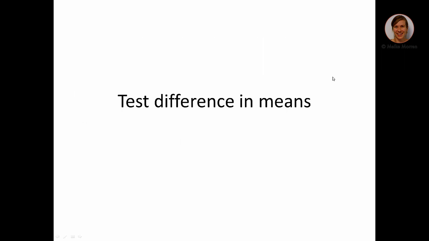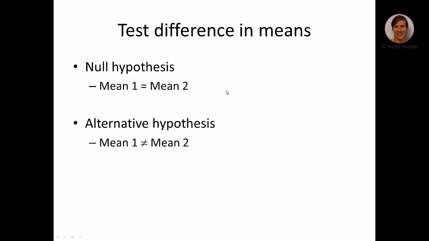So this line of reasoning of hypothesis testing can also be used for other situations. So now we will discuss how you will test the difference in means between two groups. So you divide your population or your sample into two groups, for instance male and female, and you want to test whether the means are different between these two groups. Now again, we have to formulate a null hypothesis and an alternative hypothesis. The null hypothesis means that the two means are equal, and hence the alternative hypothesis means that they are not equal.